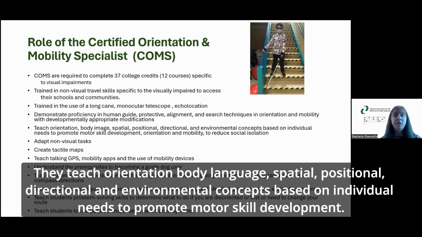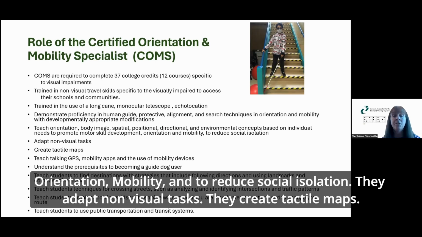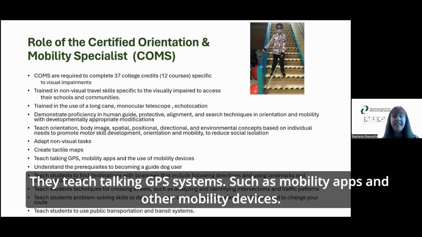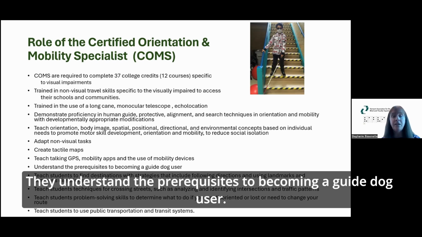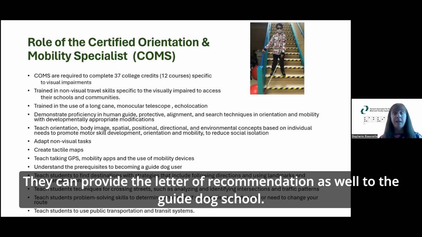They teach orientation, body language, spatial, positional, directional, and environmental concepts based on individual needs to promote motor skill development, orientation, mobility, and to reduce social isolation. They adapt non-visual tasks. They create tactile maps. They teach talking GPS systems, such as mobility apps and other mobility devices. They understand the prerequisites to becoming a guide dog user. They can provide the letter of recommendation as well to the guide dog school.